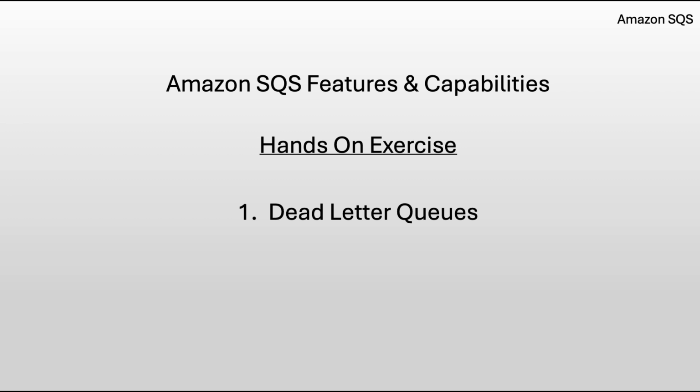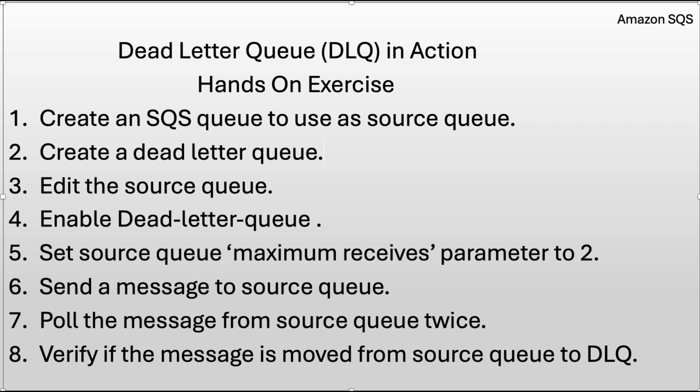So what are we going to do in this demo exercise? These are the steps that we are going to execute in this hands-on exercise. Step 1. Create an SQS queue to use as source queue. Step 2. Create a dead letter queue. Step 3. Edit the source queue to set that dead letter queue as the dead letter queue for the source queue. Step 5. Set source queue maximum receives parameter to 2.